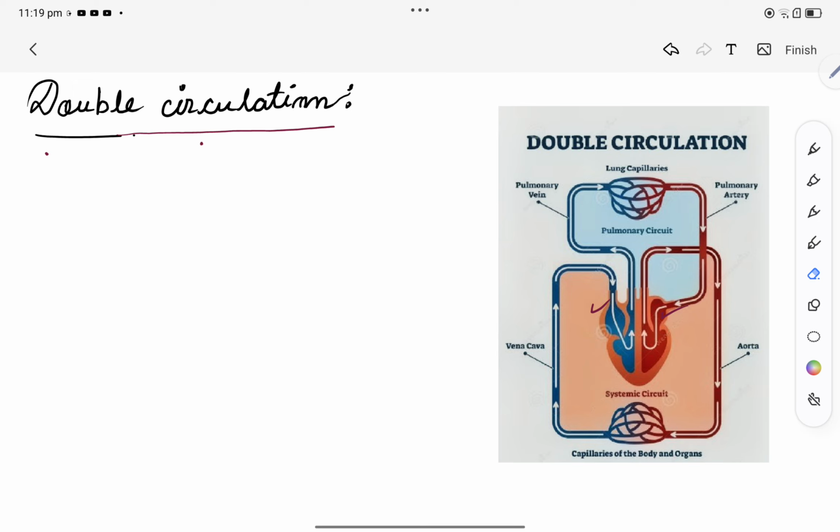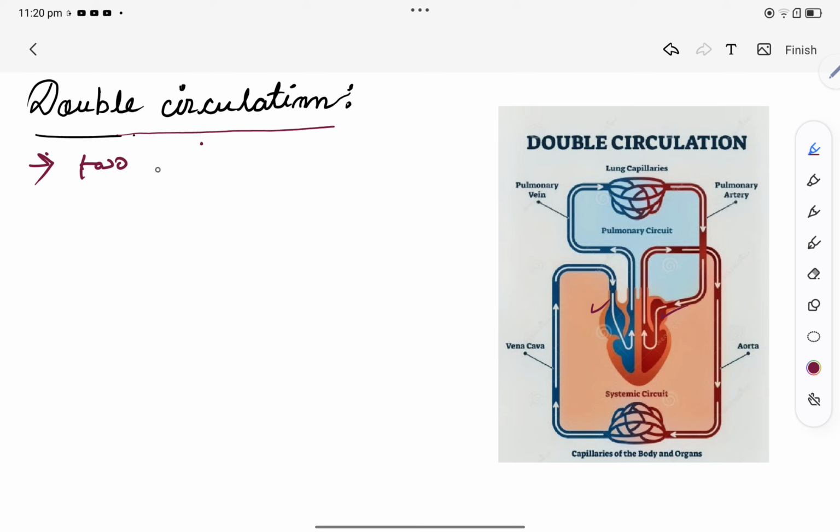In my previous video, I discussed the structure of the human heart. In today's video, we are going to discuss the double circulation of our heart. Now, in my previous video, I already mentioned that the human heart acts like a pump. But in reality, it acts like two separate pumps, right?